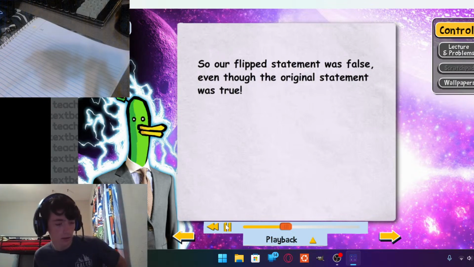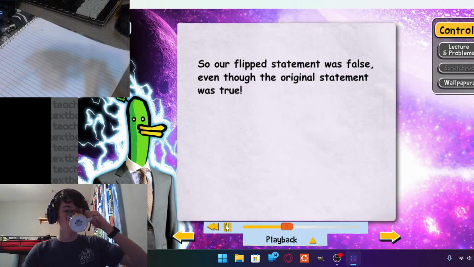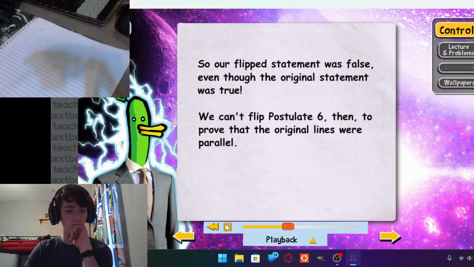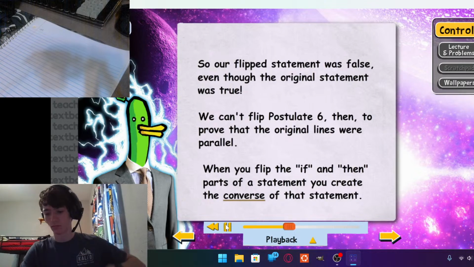Postulate 6. Remember, postulate 6 was the one that said that if two lines are parallel, then the alternate interior angles have to be congruent. You can't just flip it around and use that to prove something. When we flip a statement around by switching the if part and the then part, we create something called the converse of the original statement. So the converse of "if a vehicle is an automobile, then it has four wheels" is "if a vehicle has four wheels, then it's an automobile."